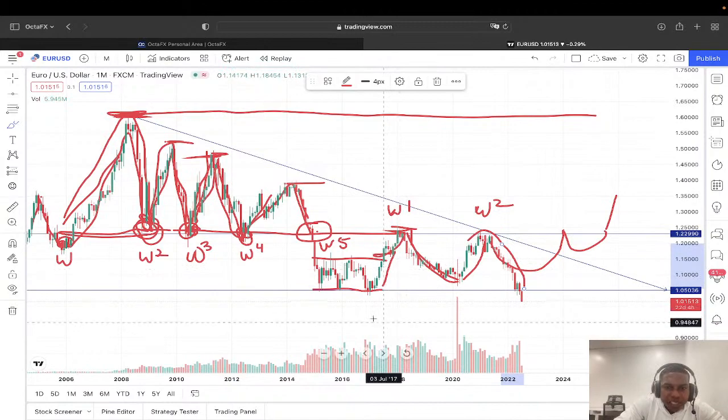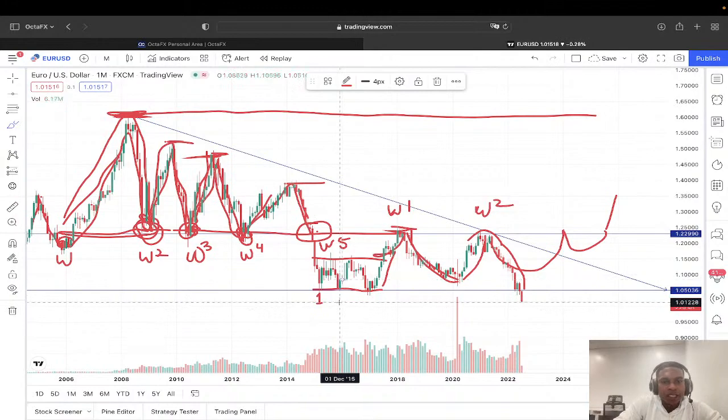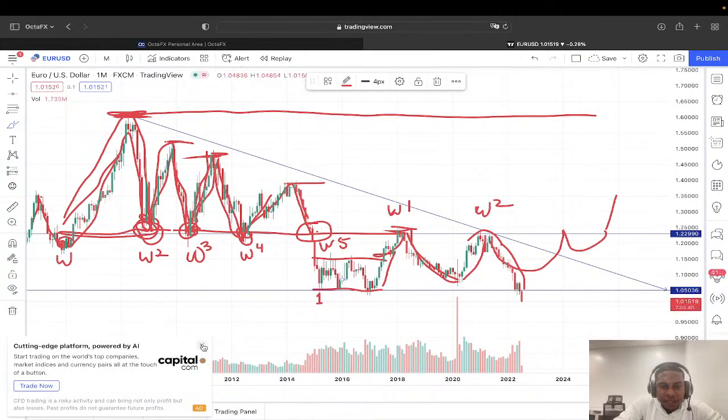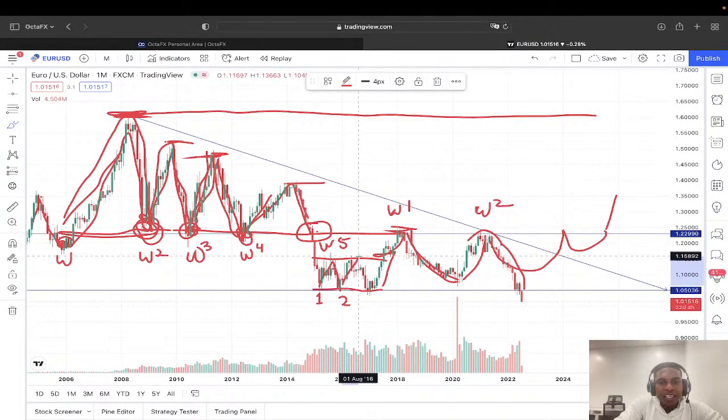Now come back to this place again. We could see price come down and touch this place. This place is weakness 1, so I will just be writing it as 1. Then price went up again, came down here. This place became weakness 2. Price went up again, came down here. This place became weakness 3. Price is getting weaker. Then price went up, came down to this same level. This place became weakness 4.